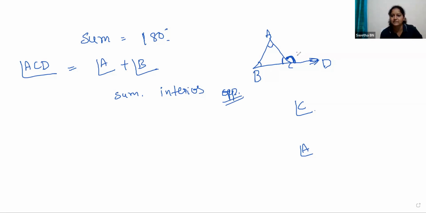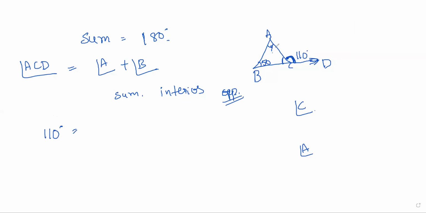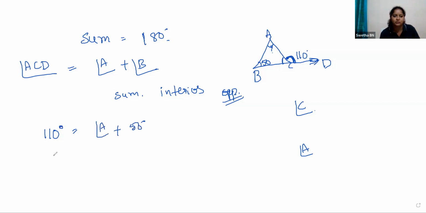So ACD is equal to the sum of A and B. For example, if ACD is 110 degrees and B is 50 degrees, what is angle A here? What is angle A, children? 60 degrees. Very good. The sum of these two should be 110. So 110 is equal to A plus B, and B is 50 degrees. So 110 minus 50 is equal to 60 degrees. So angle A is equal to 60 degrees. Got it? So this is the exterior angle of the triangle.